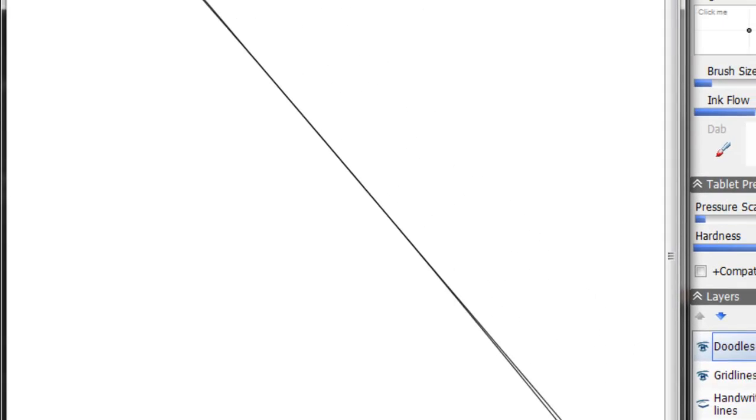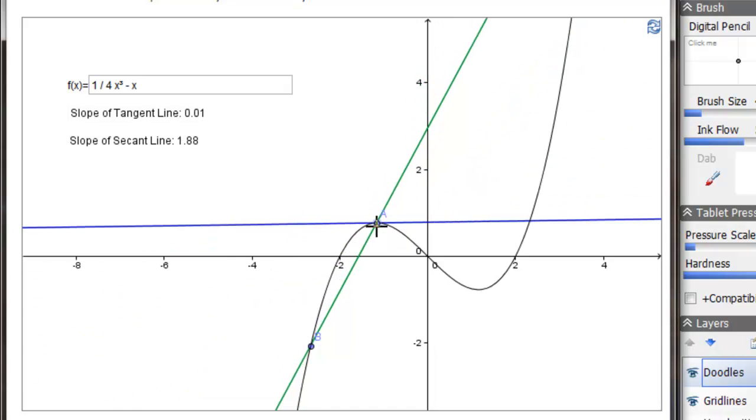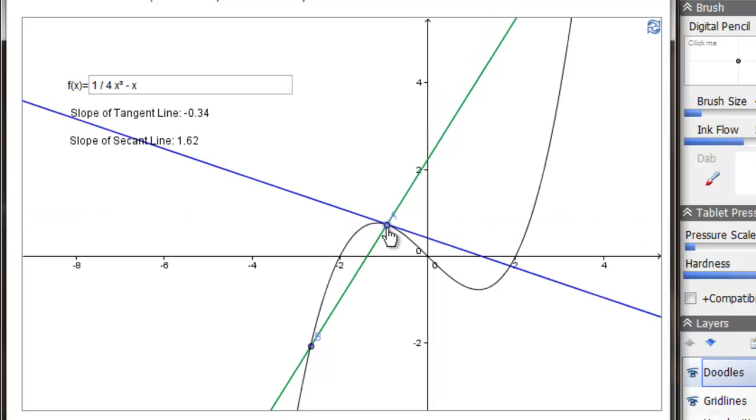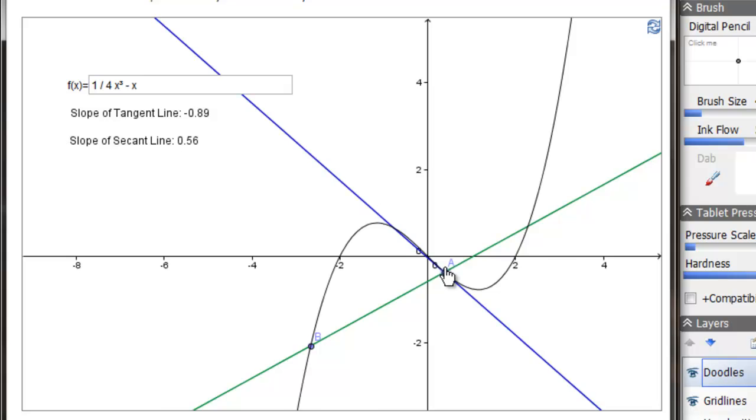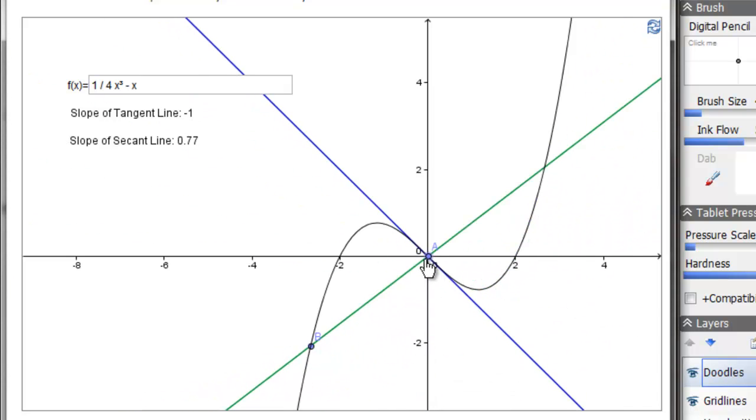The second thing is that we can always approximate the slope of our tangent line by using secant lines. So this blue line here is a tangent line. It's tangent to this point right here, A. And you'll see that the slope of our tangent line is 0.95. And we can move this point around and get all sorts of different slopes. So there it's almost horizontal, so slope is 0. And then we get some negative slopes, right? And then we're back over here to positive slopes. So we can move this all over the place and get different slopes.